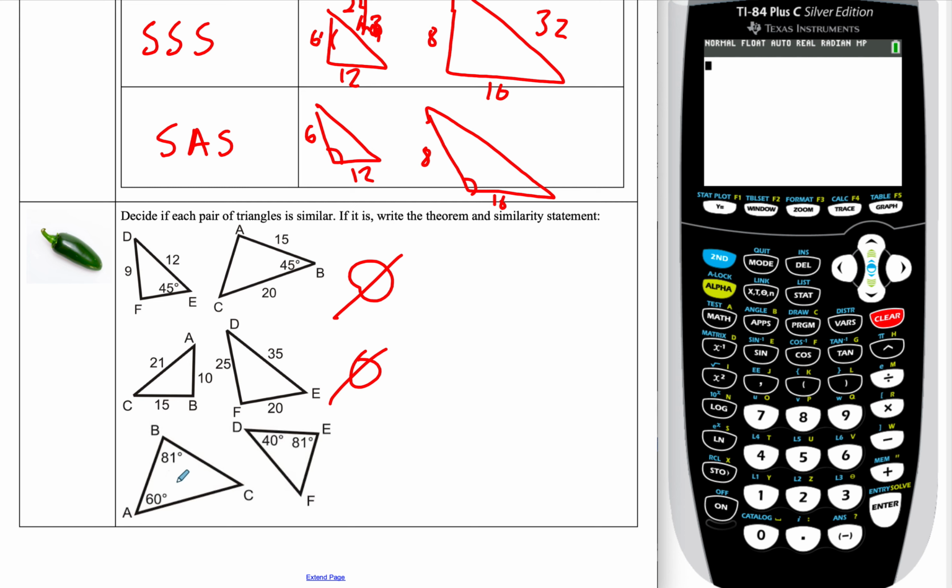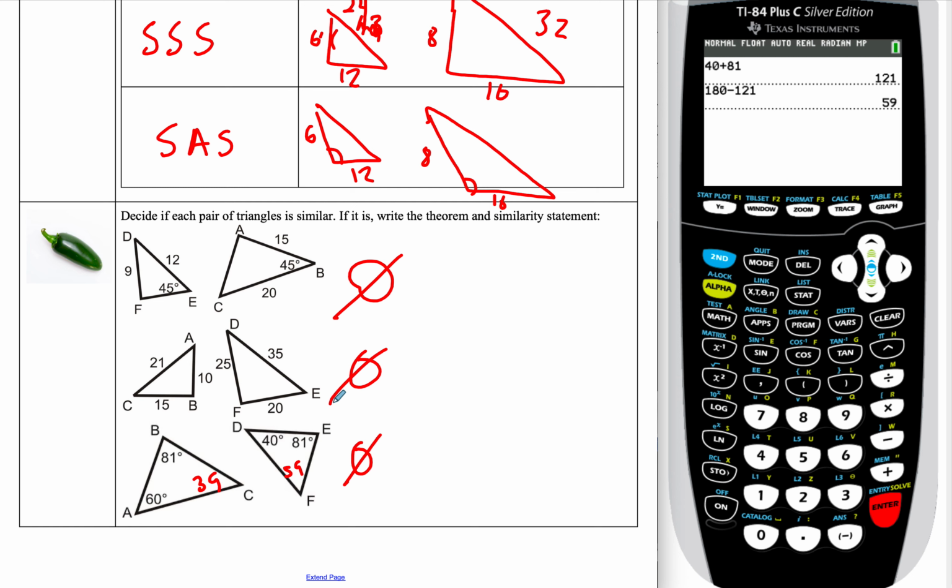Finally, let's take a look at this one. So here's the trick. If this is 81, this is 60, right? Well, what does that mean? Well, this has to be 39 because I've got to add up to 180. Okay, similarly, 40 plus 81 is 121. 180 minus 121 is 59. So I don't have two pairs of congruent angles, so these are not similar either. So as it turns out, really, nothing's similar here.